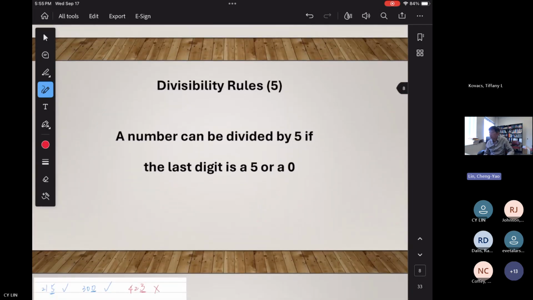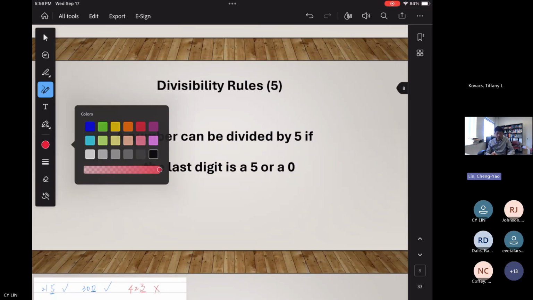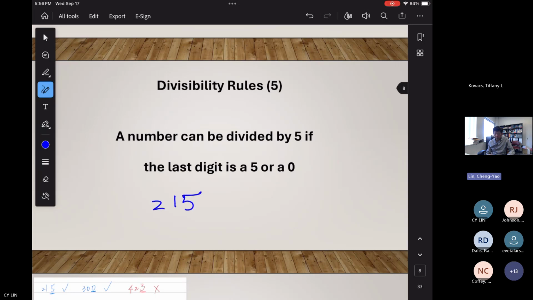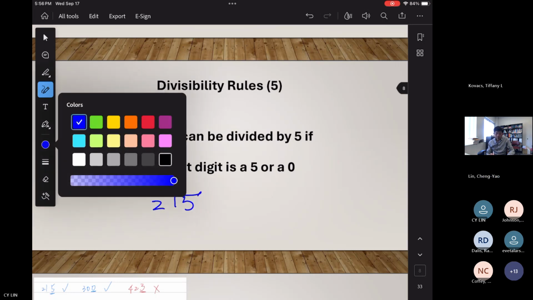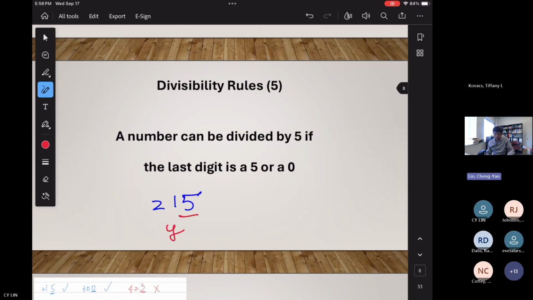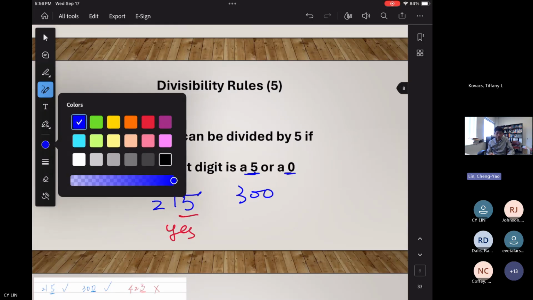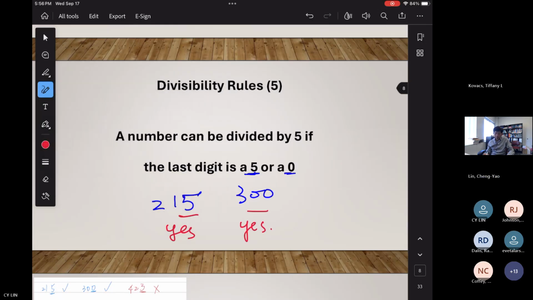What about the divisibility rule for 5? A number can be divided by 5 if the last digit is a 5 or a 0. So therefore, we have 215, yes or no? Yes, the last digit is 5. Next one, 300, yes or no? Yes, 0 or 5, right? So therefore, yes. We're looking for the last digit, okay?